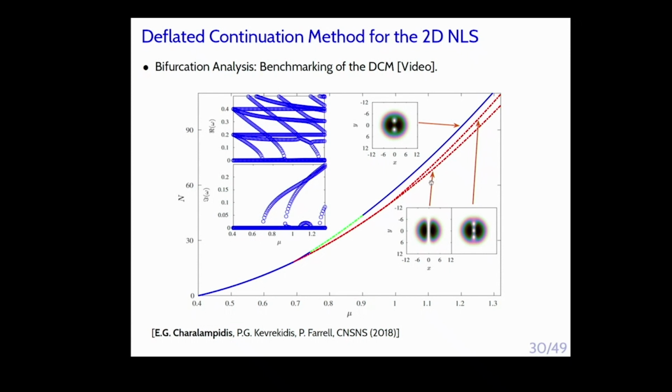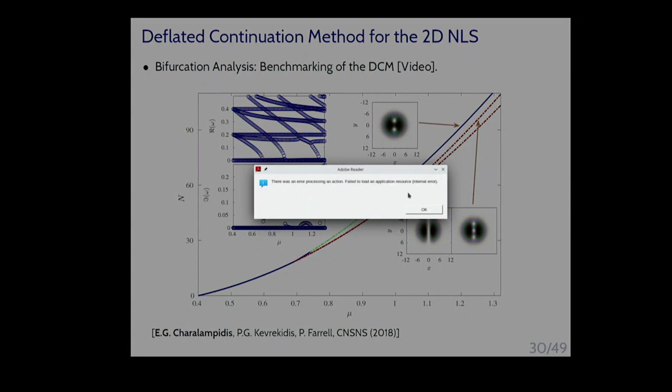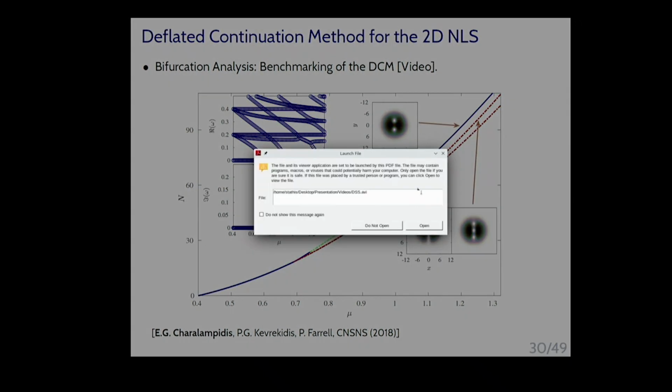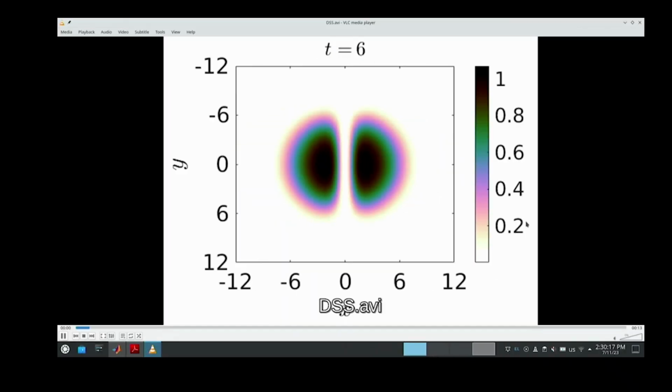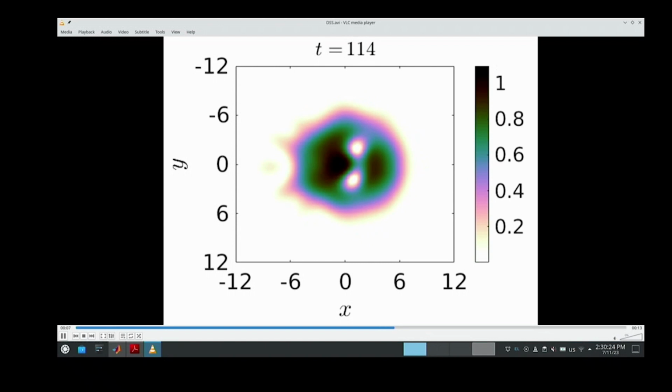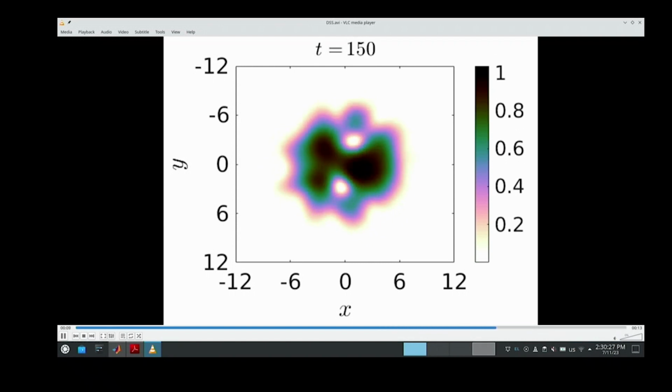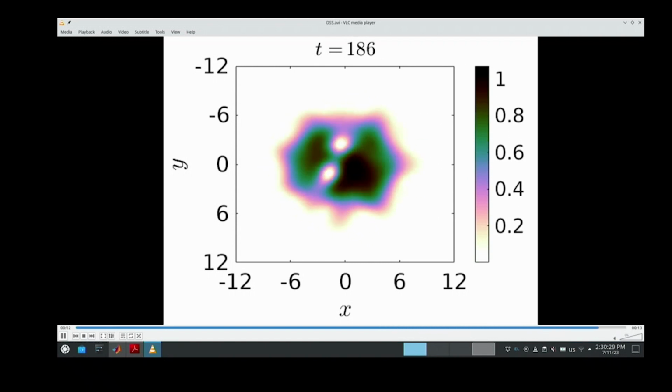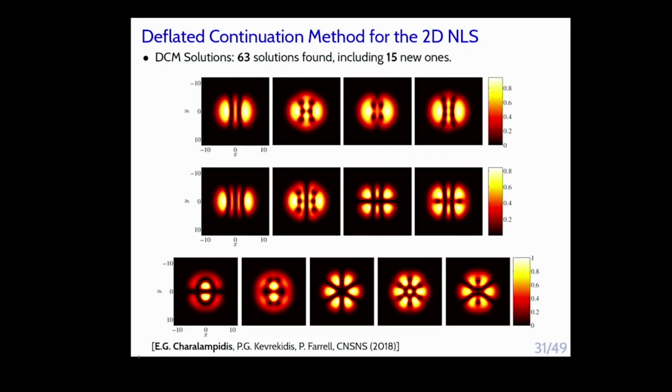So let's say that you pick the unstable stripe solution here, and if you evolve it forward in time, the dynamical system will try to approach a nearby stable solution, which is the solution that has two vortices. Okay, so the model prefers to create those vortical patterns. So in total, in one component, in 2D, we found 63 solutions.